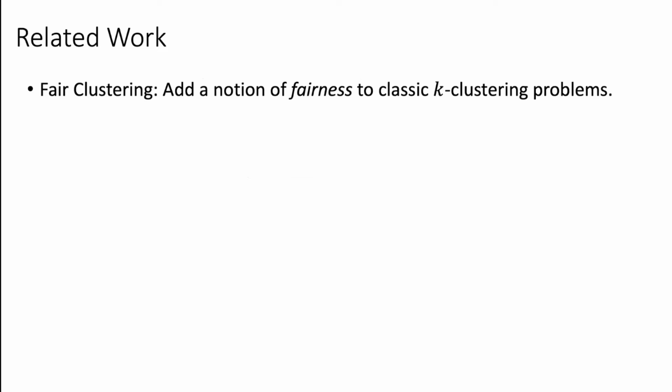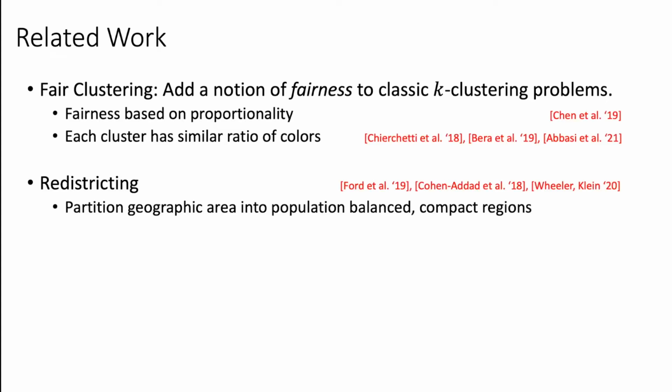So before going further, let me just mention some related work. The topic of fair districting and addressing gerrymandering has recently received a lot of interest in the social choice and the computer science community more generally. So there's a notion of fair clustering, which is to add a notion of fairness to the classic clustering problems. And there's been a whole bunch of work in this direction. So for example, there's fairness based on proportionality, and there's fairness notions where each cluster has a similar ratio of colors. So you think of points as being red and blue, and you want the clusters to have the same proportion of red and blue points.